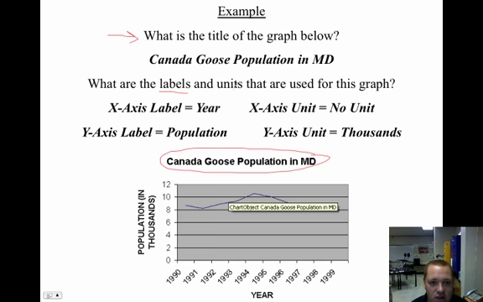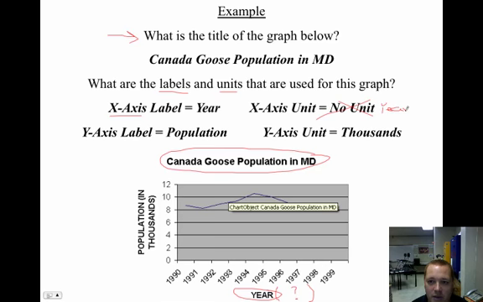The second question: what are the labels and the units used for this graph? Let's start with the x-axis label. The x-axis label, as I've already given you, is the year. And the unit is not located, and we don't know exactly what unit was used other than, well, it's a year. So technically the unit is not given, but some people may have simply written down that it was a year.